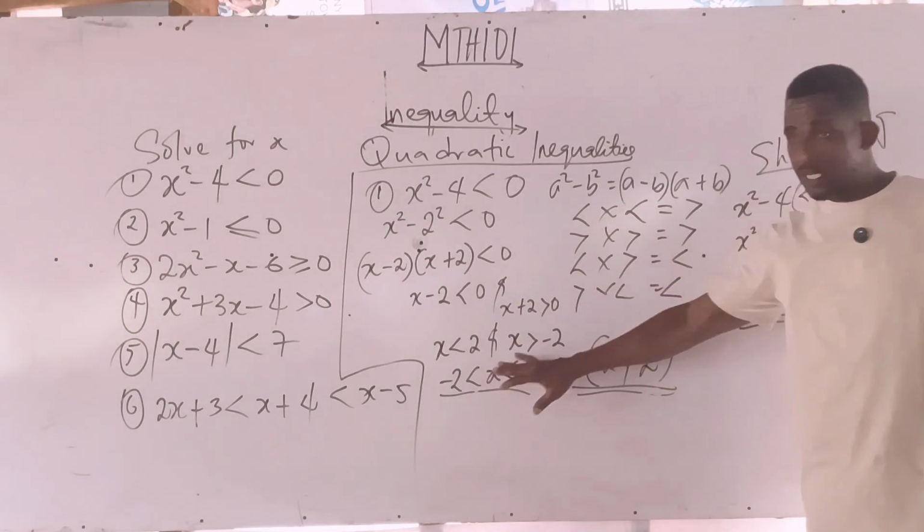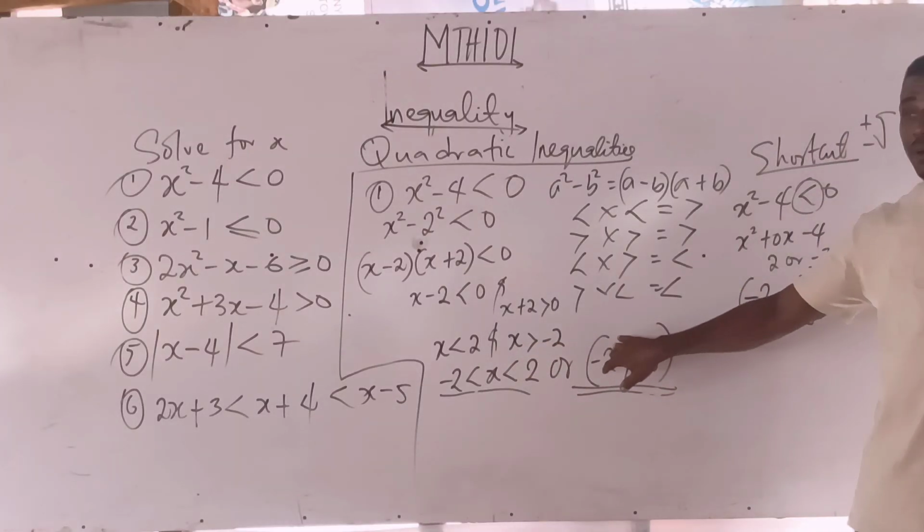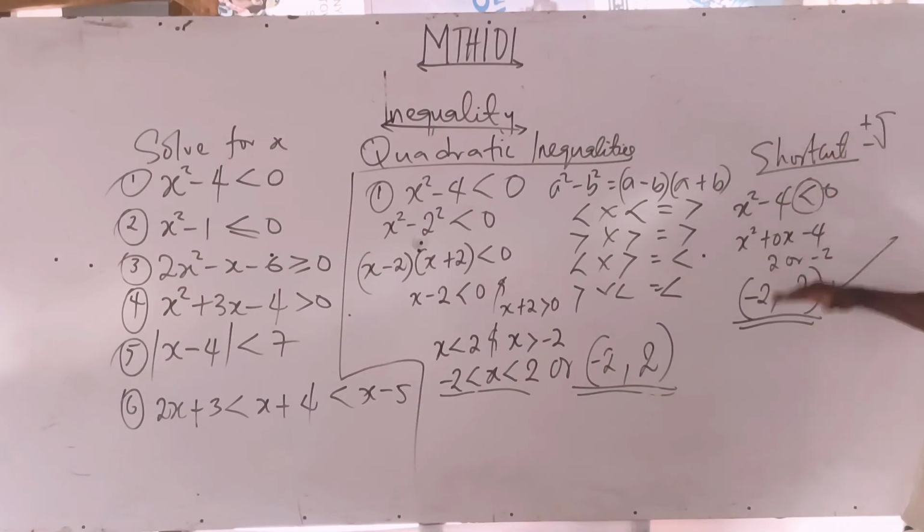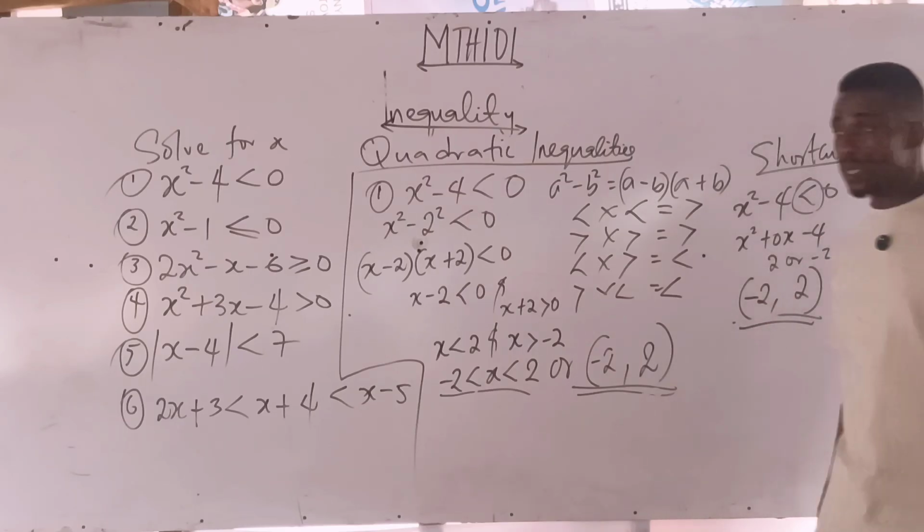Why I have to use this is for you to see how the interval was proved. Then here, you don't need to use it again. Just cram the interval and put it immediately. And that is your answer.